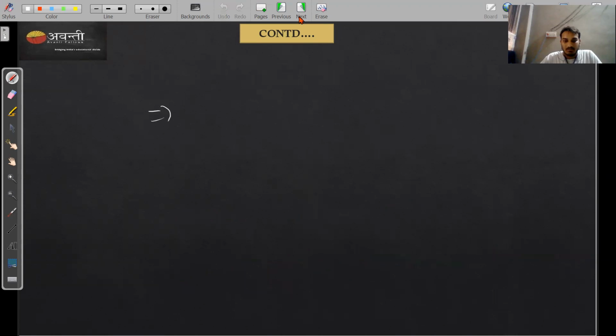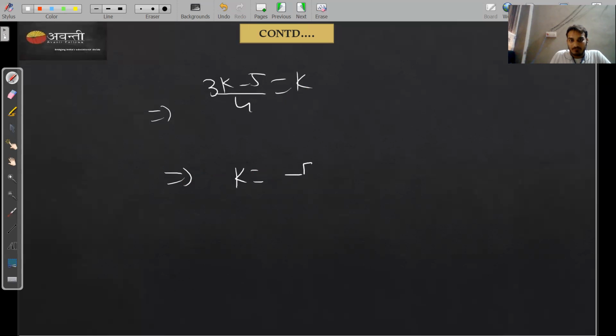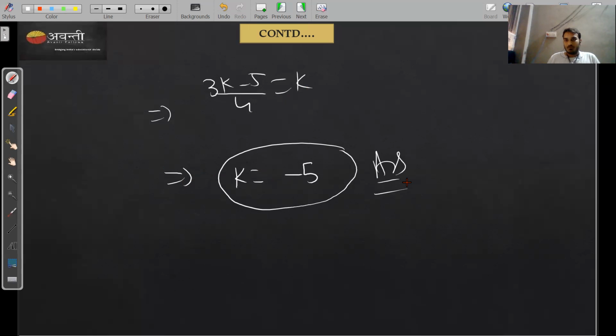Yes or no? 3k minus 5 by 4 is equal to k. So it implies k is equal to minus 5, right? So this is the value of k. So now you can check the options, okay?